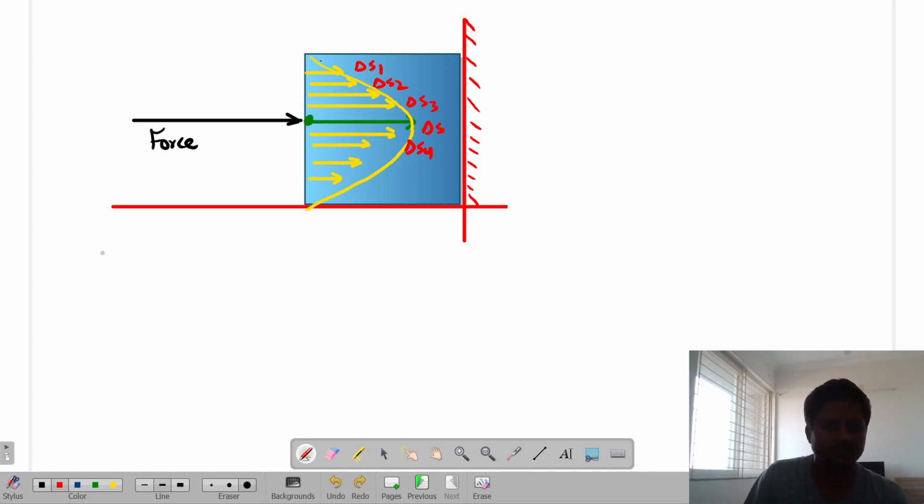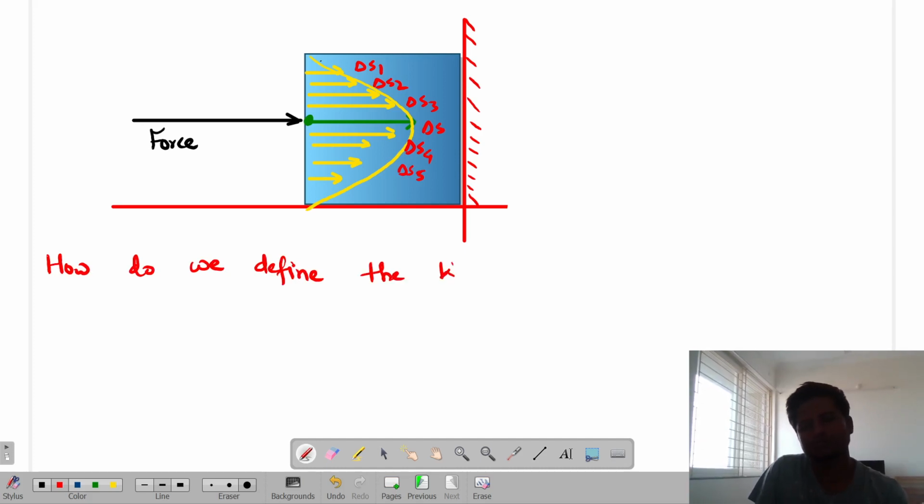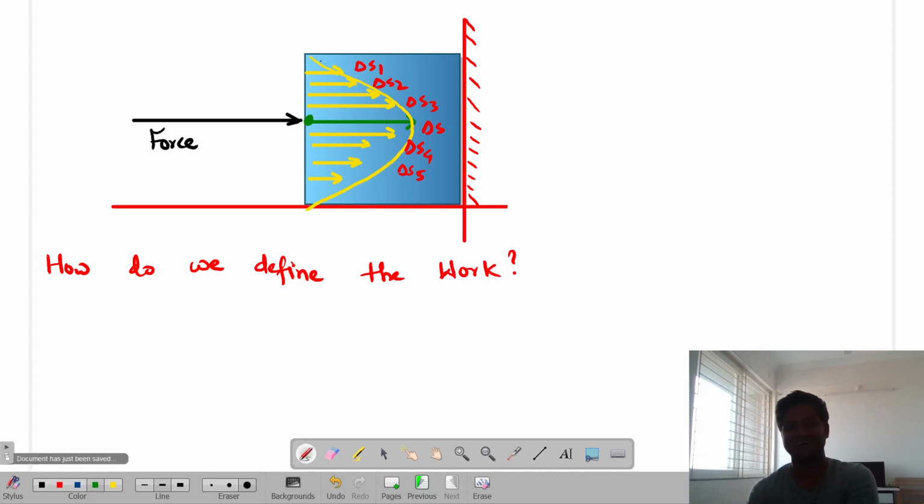Then the question arises over here: how do we define the work? कैसा है क्वेश्चन, मस्त है ना?